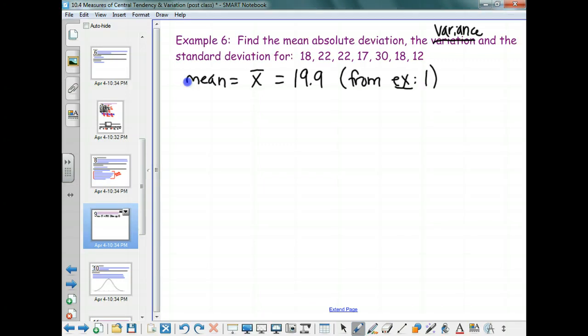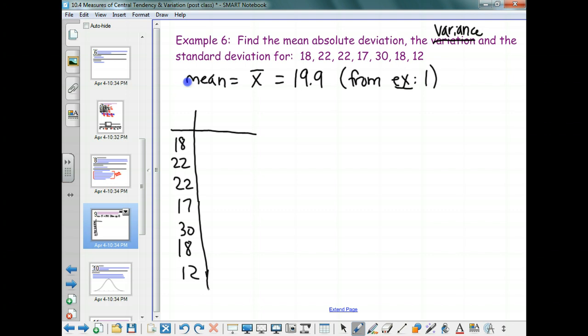Everybody ready? Both of these are going to be easiest to find if you put them in a table. Here's what I mean. We're going to create what's going to look kind of like our grouped frequency. Remember we did those frequency diagrams from section 2? We're going to just list all of the values out along the left-hand side. And if they repeat, we're going to list them twice. You can either put them in order smallest to largest, or in the order they were given to you, which is what I'm going to do. So 18, 22, 22, 17, 30, 18, and 12. These values are the x values. The data values are called x.